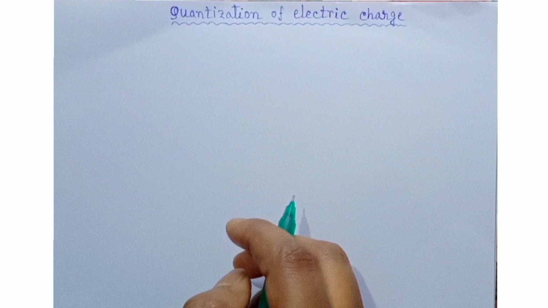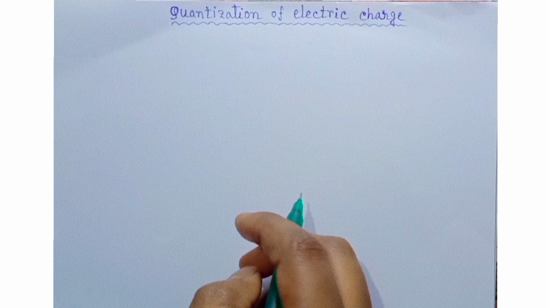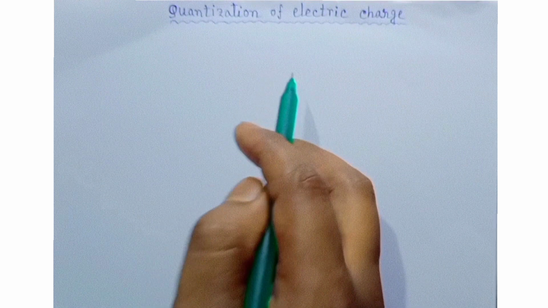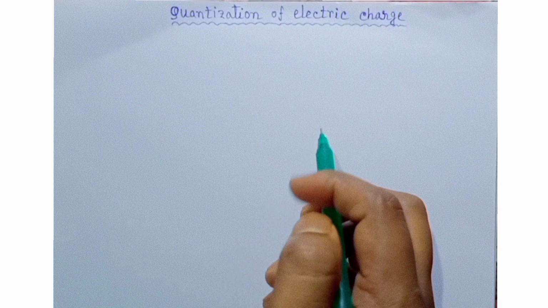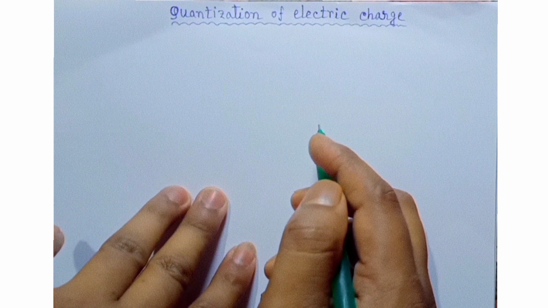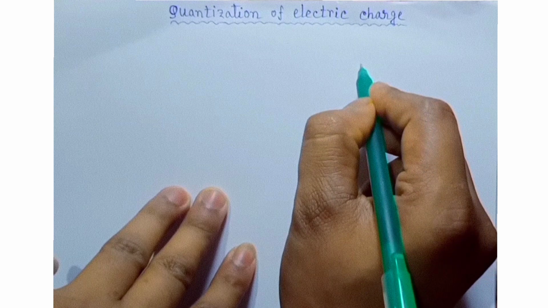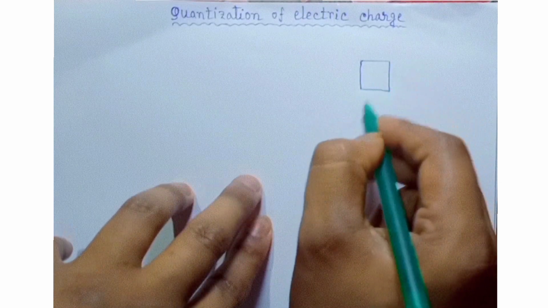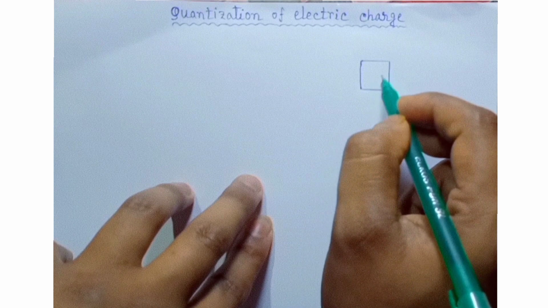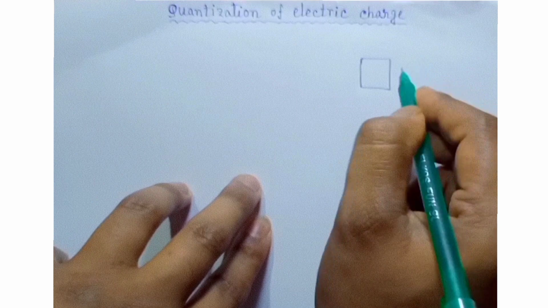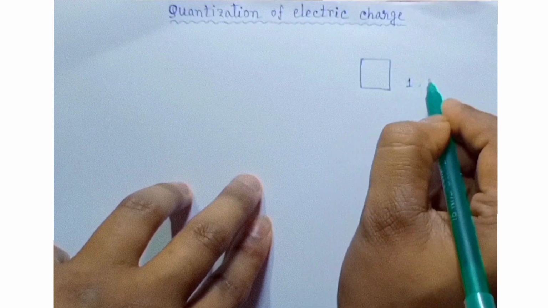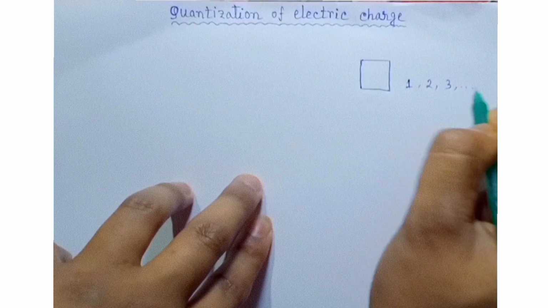This is our second lecture on electrostatics, and in this lecture we are going to discuss the quantization of electric charge. This is an important property of electric charge. In the last chapter we came to know that when an object gets excess electrons in it, then it will be negatively charged, and if it loses electrons, then it will be positively charged. Now it can have one excess electron, two excess electrons, three excess electrons, etc.